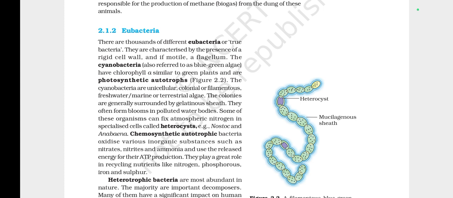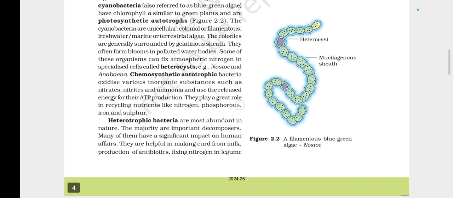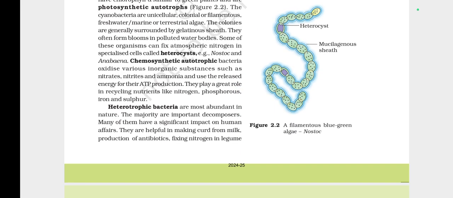Nostoc and Anabaena. Chemosynthetic autotrophic bacteria oxidize various inorganic substances such as nitrates, nitrites, and ammonia, and use the released energy for their ATP production. They play a great role in recycling nutrients like nitrogen, phosphorus, iron, and sulfur. Heterotrophic bacteria are more abundant in nature. The majority are important decomposers, and many of them have a significant impact on human affairs.